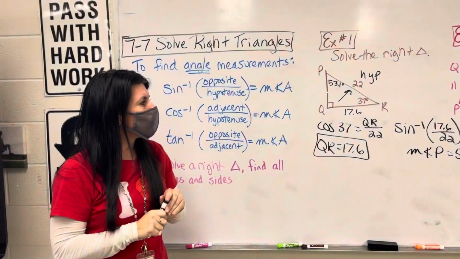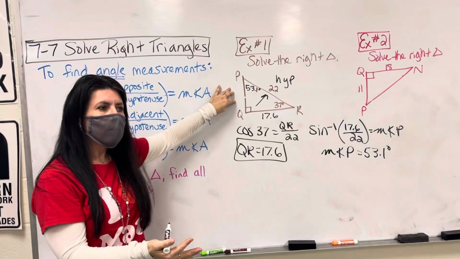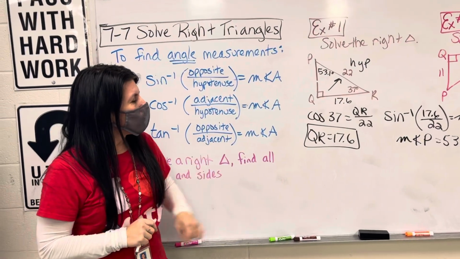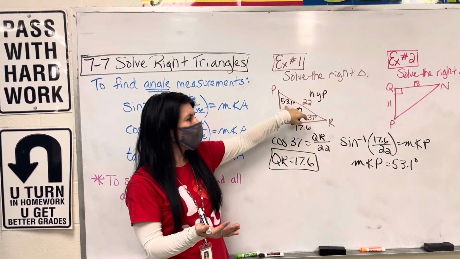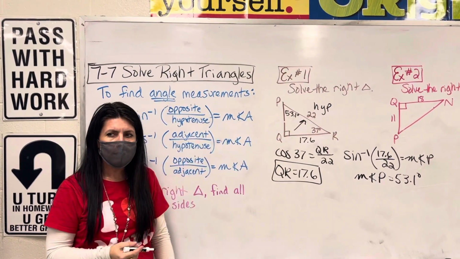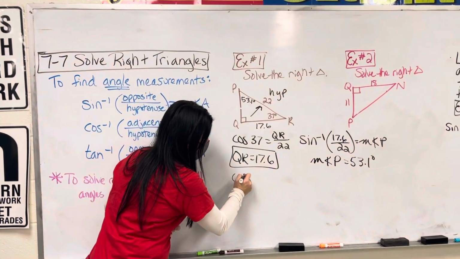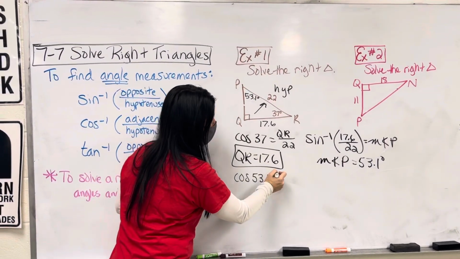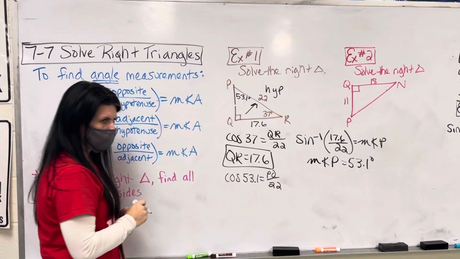Question. So we have one more side to find. Yes, I know you guys can use the Pythagorean theorem. I don't have a problem with that, but we're going to practice our trig formulas because it's good practice for you. So let's use our 53.1. What relationship or what ratio can we use with this angle to find this side? You have a couple of choices. Cosine. Cosine would work. So cosine of 53.1 is adjacent, which is PQ, over hypotenuse, which is 22.